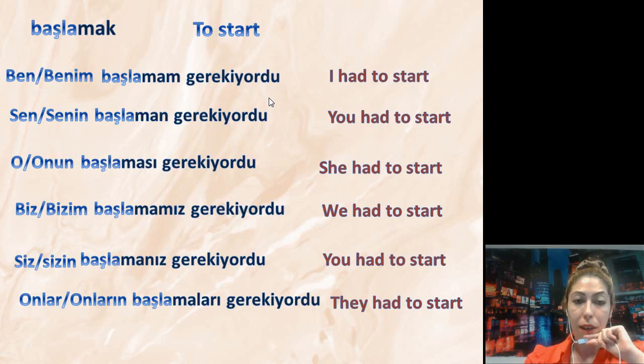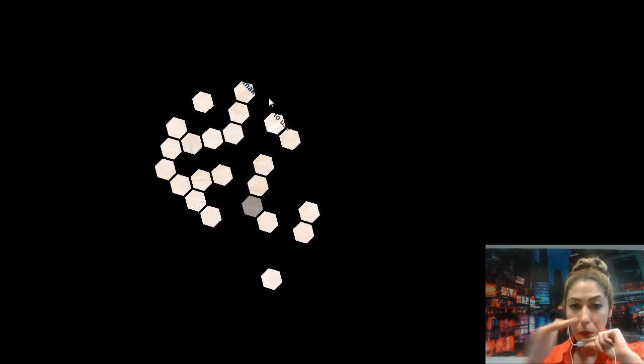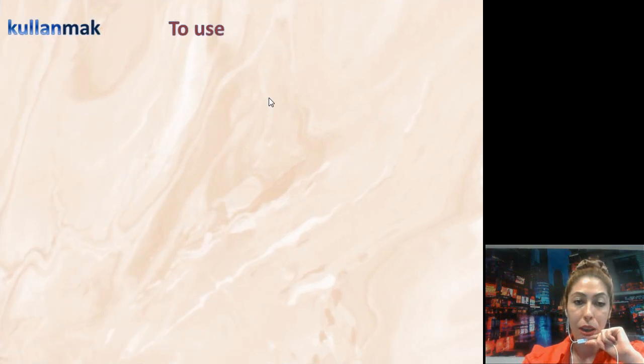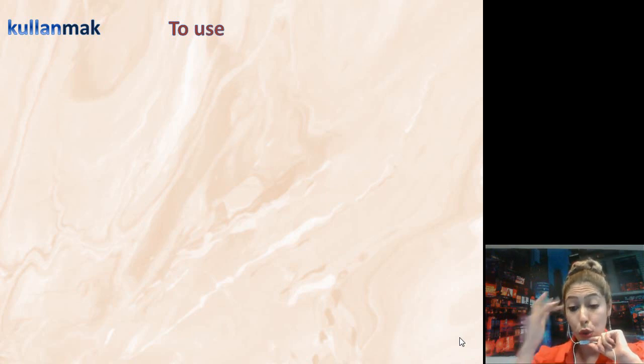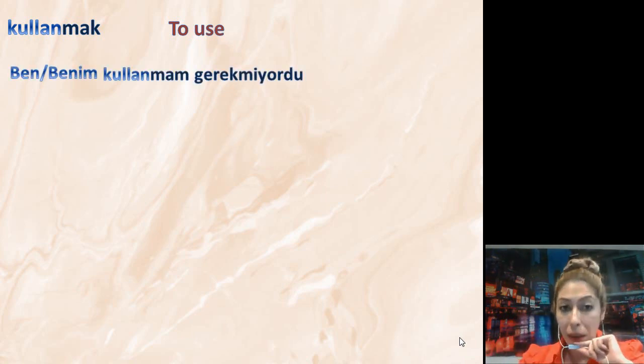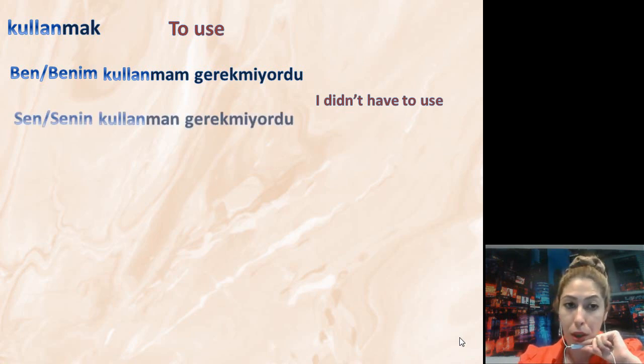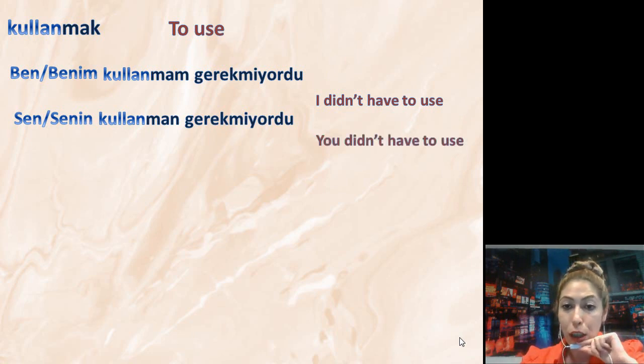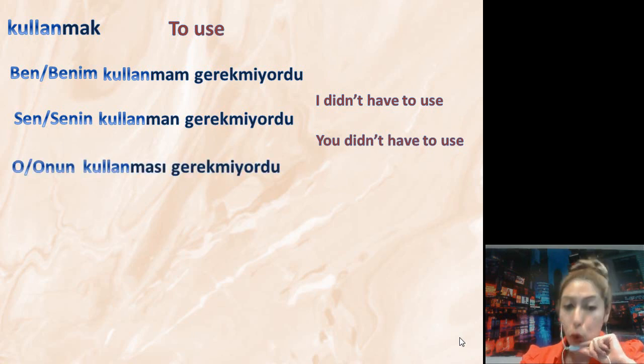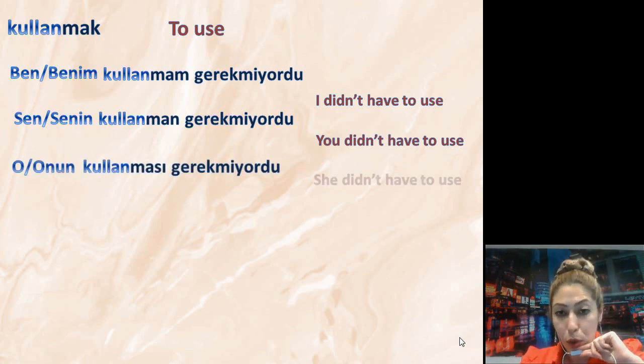Okay. Now we're gonna have another verb, but in negative form in past tense. Kullanmak means to use. Ben or benim kullanmam gerekmiyordu. Kullanmam gerekmiyordu. Means I didn't have to use. Sen or senin kullanman gerekmiyordu. Means you didn't have to use. O or onun kullanması gerekmiyordu. That is, she didn't have to use.